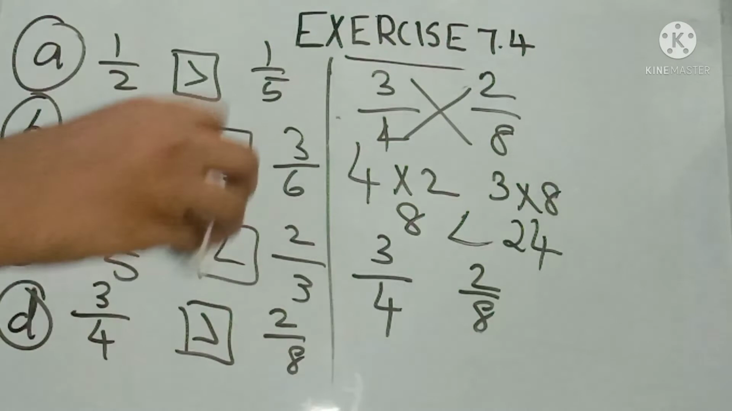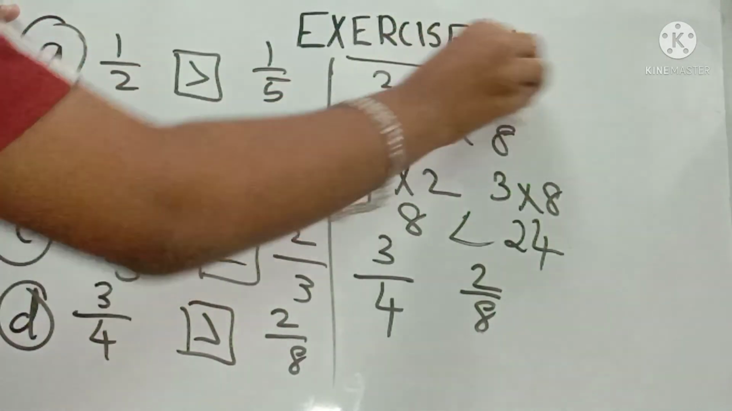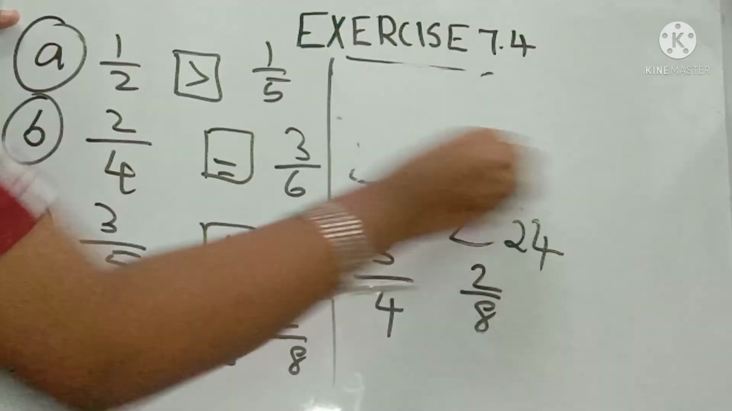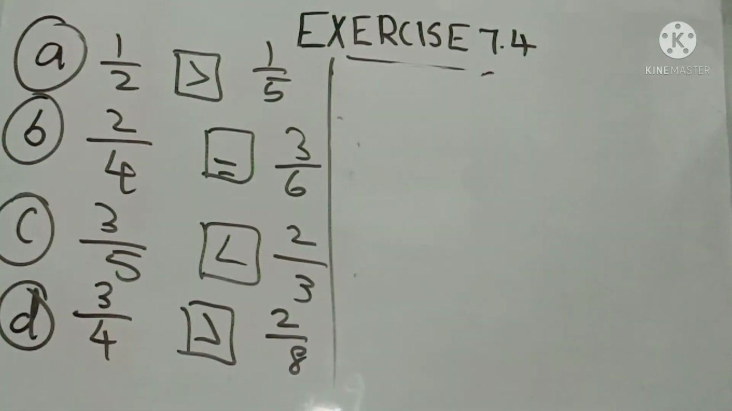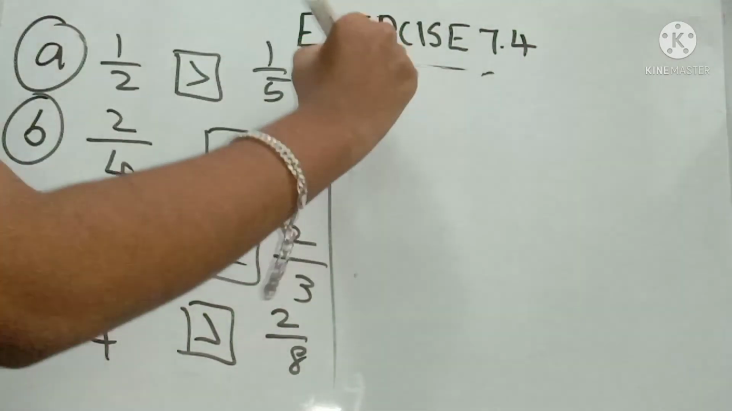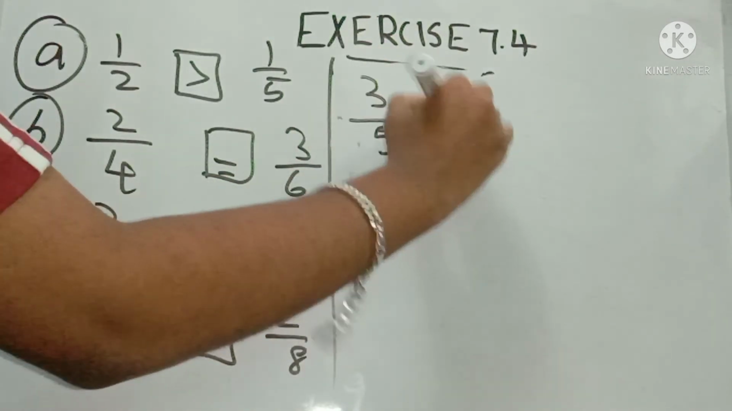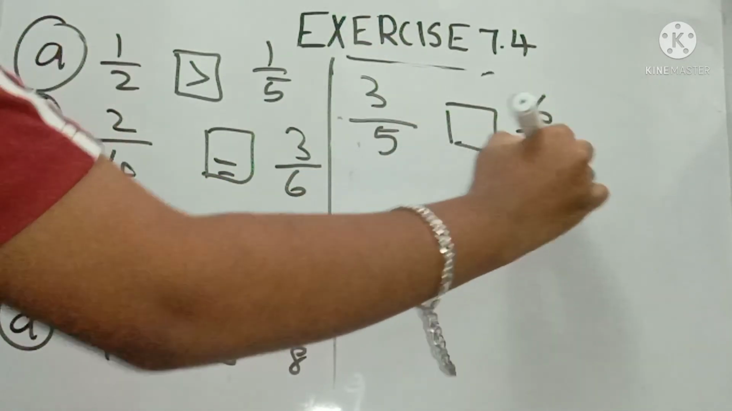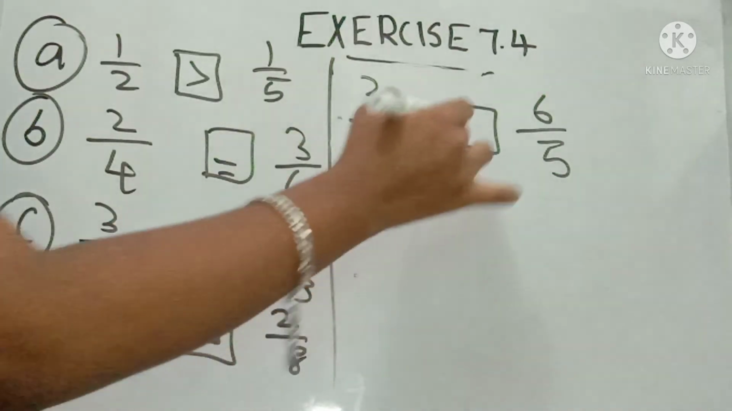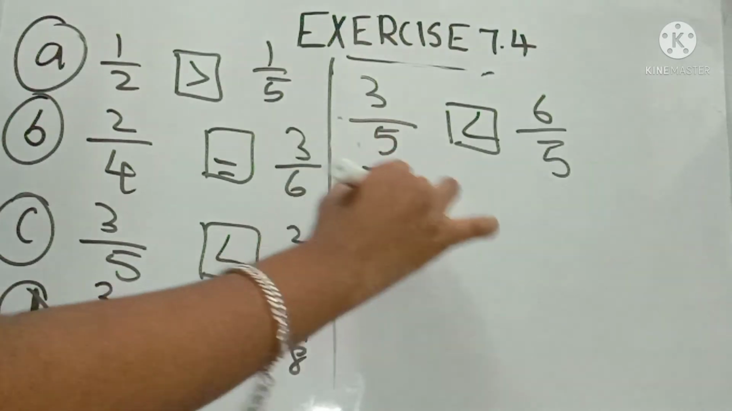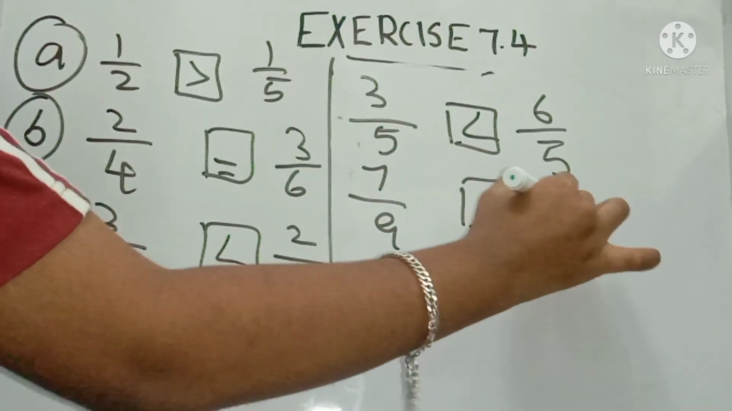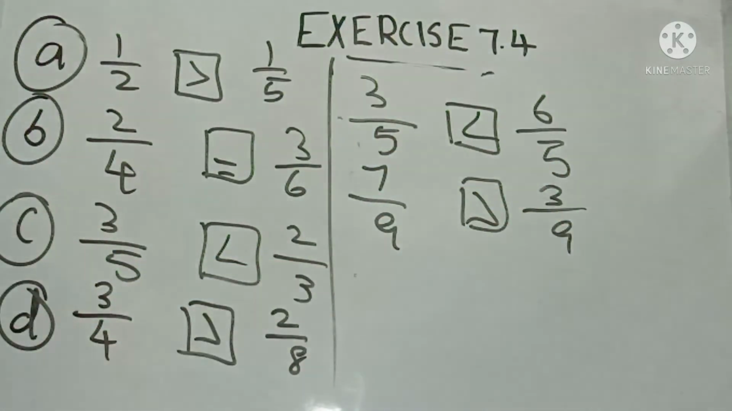So ഇവിടെ വായിച്ചിട്ട് I will write the next ones here. So next E, F, G, H. Try to do it yourself. I'm going to only put the appropriate signs for it. 3 by 5 and 6 by 5. They are like fractions. We can simply decide that 6 by 5 is greater. Then 7 by 9 and 3 by 9. They are also like fractions. So 7 by 9 is greater.